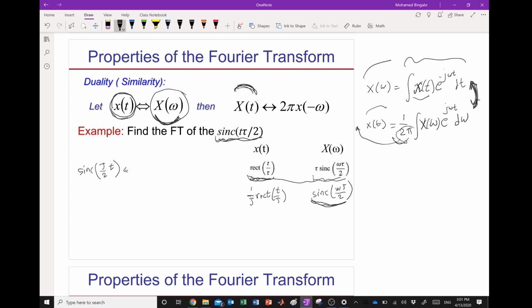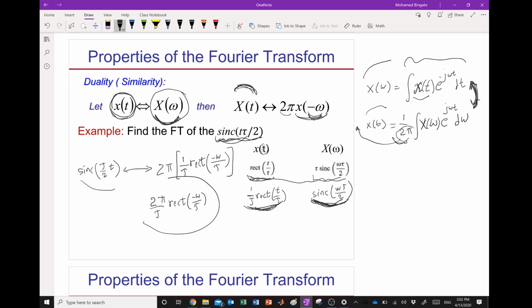So now the Fourier transform of this one will be 2 pi times the inverse Fourier transform of this, x, which is this one. That's x of t, except with t replaced by minus omega. So that means I will get 1 over tau, a rectangular, where instead of t I replace minus omega tau. And that's the Fourier transform of this sinc function. It's this one. And that's the solution without carrying out this integral.